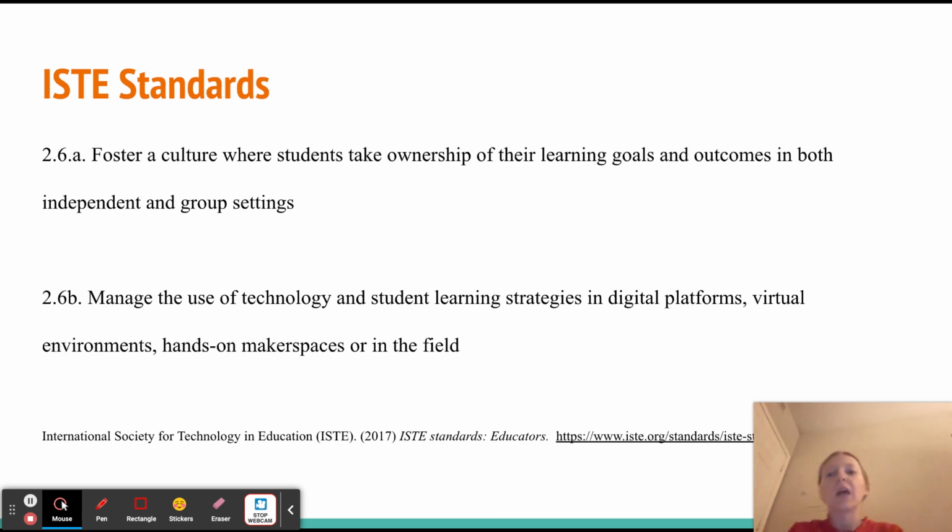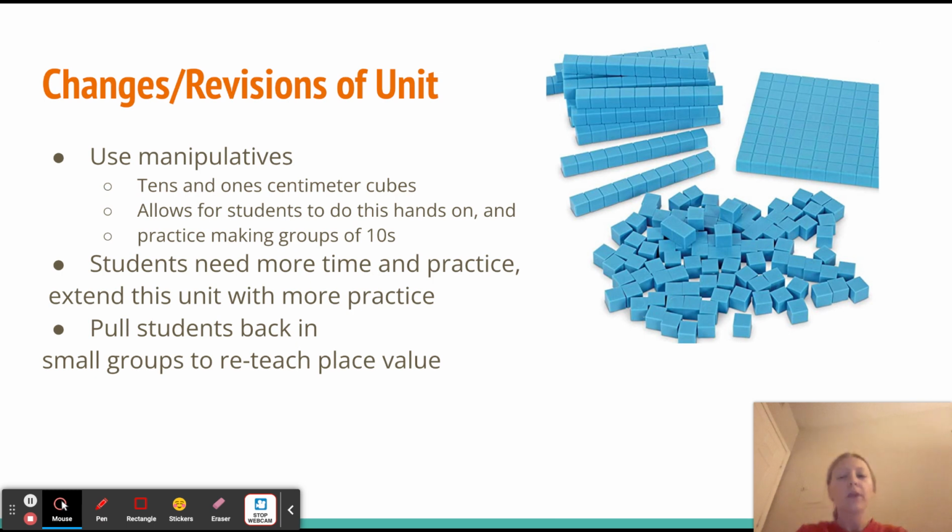Some standards that correlate with my unit are 2.6a, fostering a culture where students take ownership of their learning goals and outcomes in both independent and group settings. And then 2.6b, managing the use of technology and student learning strategies, digital platforms, virtual environments, hands-on maker spaces, or in the field. I thought those were exactly what my unit and my teaching were, and aligned perfectly.